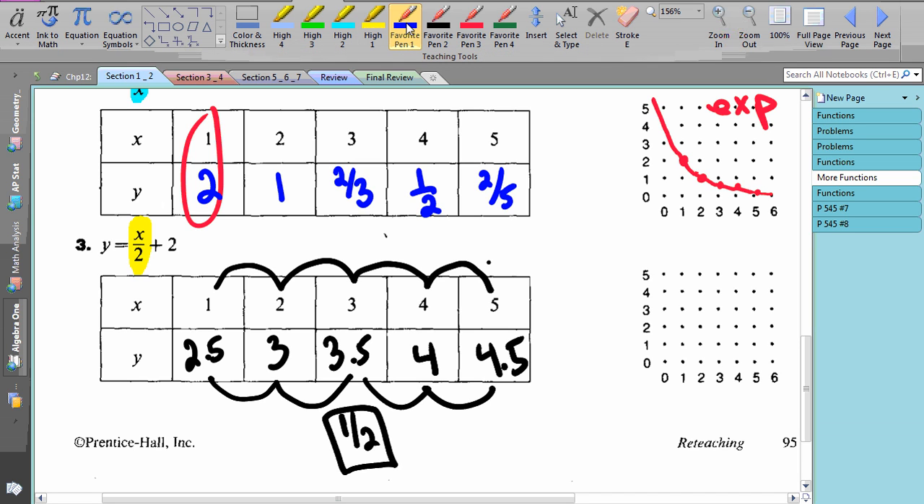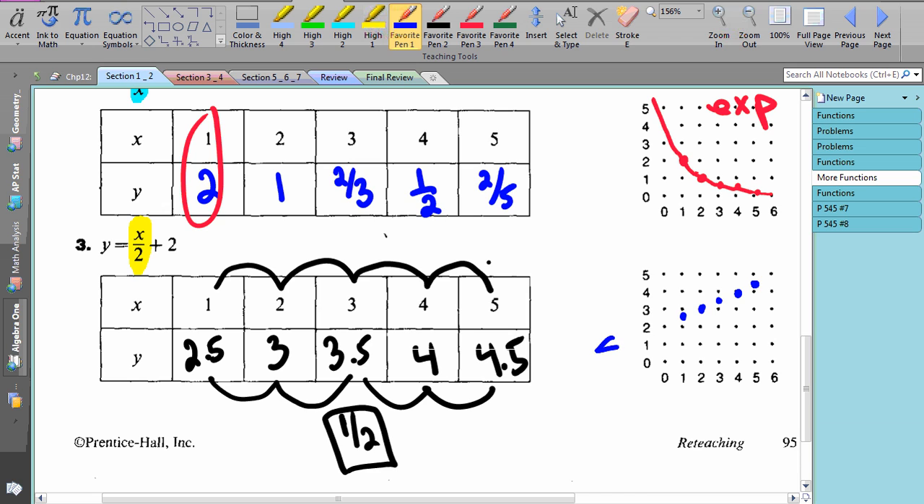And so when I go to graph this, let's graph a few points in here. When I go over 1, I go up 2.5. When I go over 2, I go up to 3. And when I go over to 3, I go up to 3.5. When I go over to 4, it's at 4. And when I go over to 5, it's 4.5.